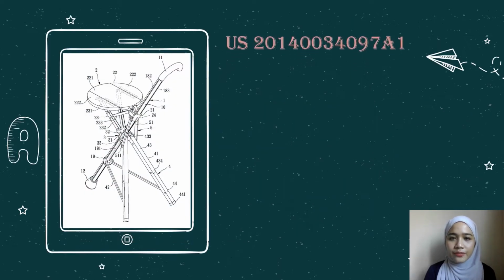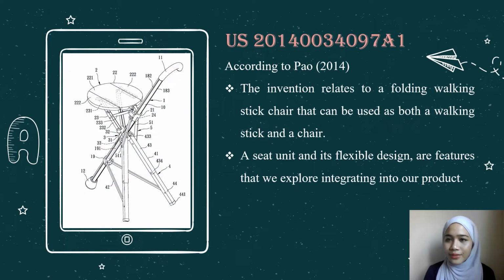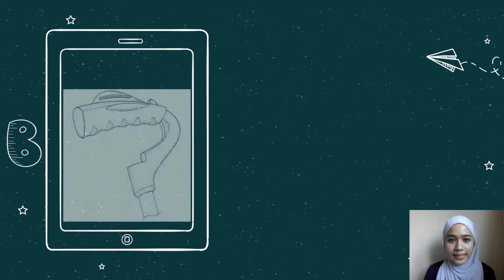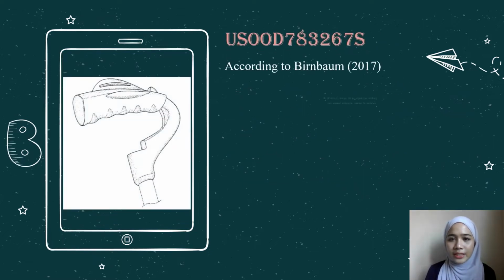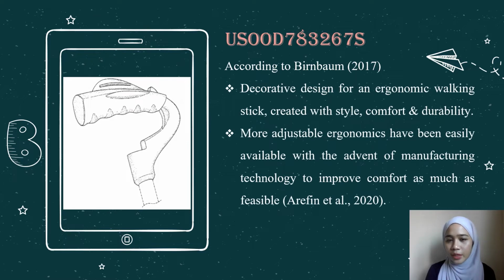Okay, this is the first patent by Paul 2014 that invents a folding walking stick chair. The purpose of this product is to help the elderly walk with a walking stick and rest after a certain amount of time. The second patent is by Birnbaum 2017 that creates the design for an ergonomic walking stick. Ergonomics is a valuable aspect in design to give more comfort to the user.